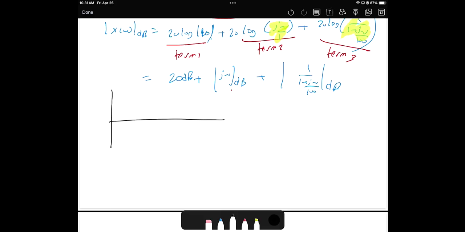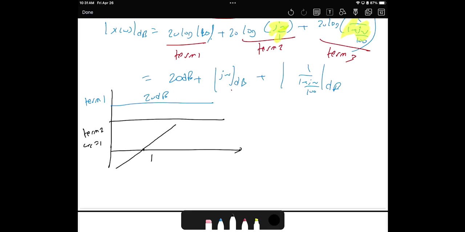So let's do term 1 first. Here's term 1, which is 20 dB. How about term 2? Term 2 has a cutoff frequency equal to 1, and it is j omega. Since it is j omega, it will be linear, and it will go from negative infinity to infinity. At omega equal to 0.1 it will be negative 20 dB. At 1, it will be 20 dB. And so on, it is increasing.